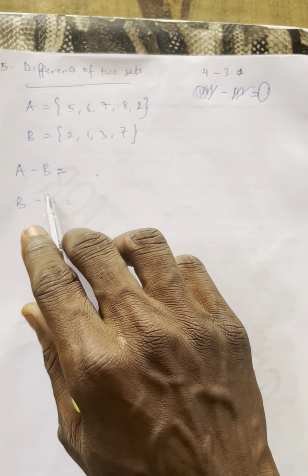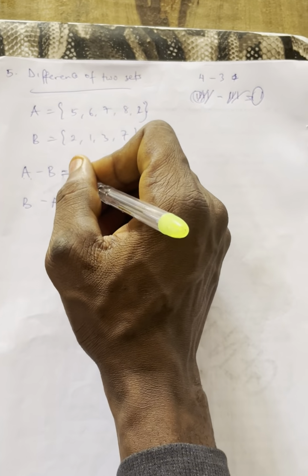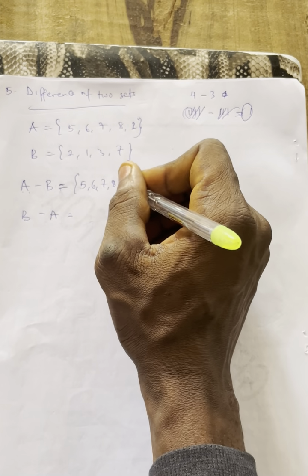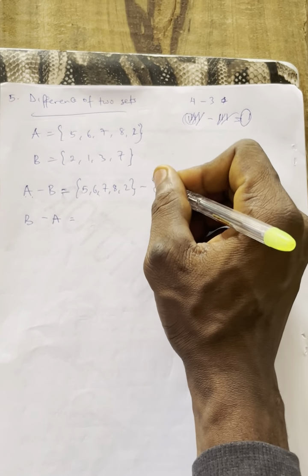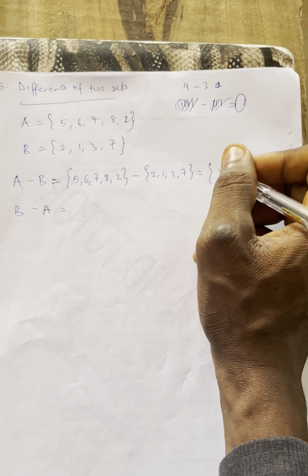For B minus A, you remove all the elements of A from B. The remaining value in B is your answer. Now let us see A minus B. Our A is 5, 6, 7, 8, 2, minus our B, which is 2, 1, 3, 7. So let us now remove. What are the remaining values?